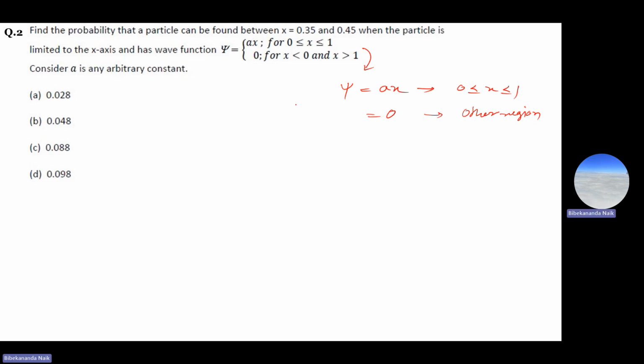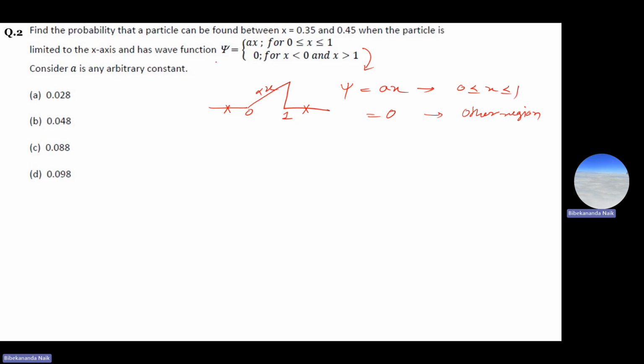If you roughly plot the nature of the wave function, you clearly see it varies linearly with x and there is no other wave function. So if you plot it, it will be somewhat like this, then suddenly drops to 0. This is x equals 0 to x equals 1, and this is proportional to x, which is ax. Here the wave function is 0 and here the wave function is 0. But since ax is given, the wave function is not normalized.